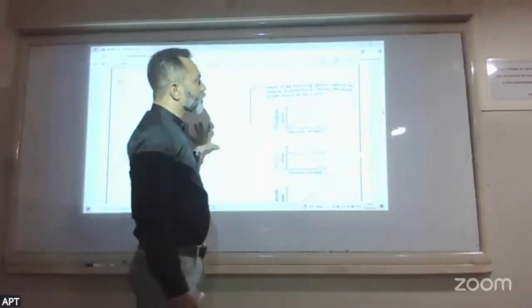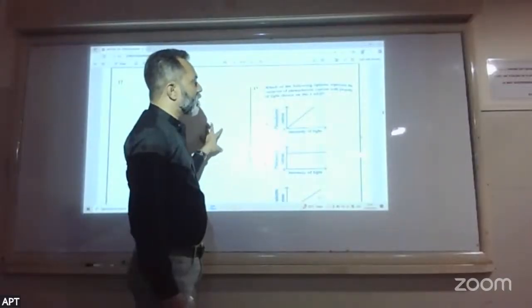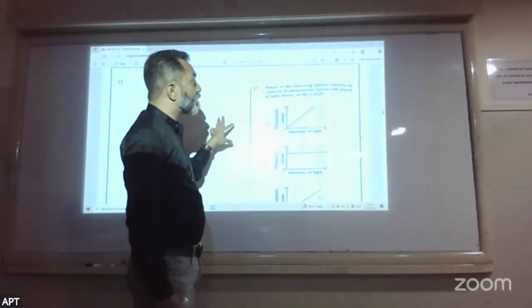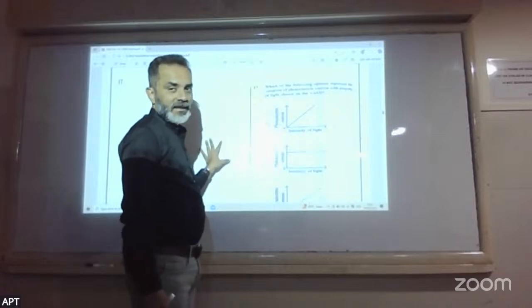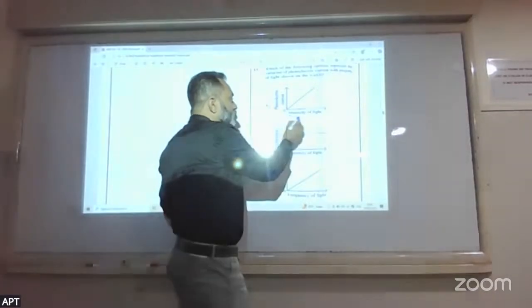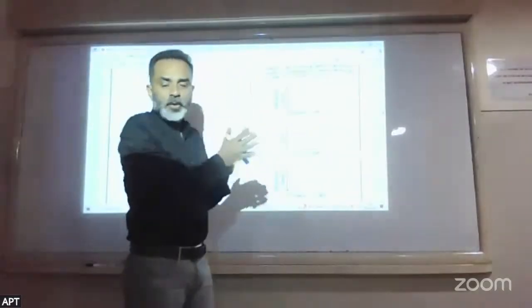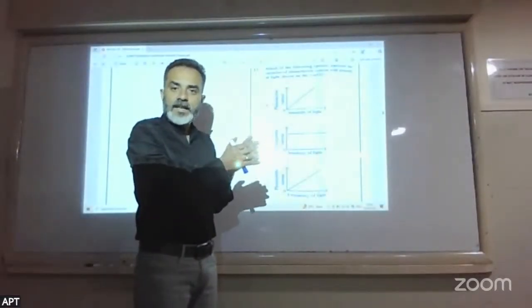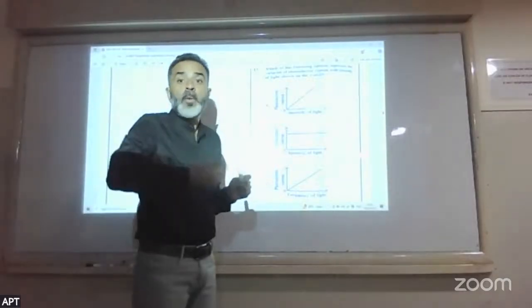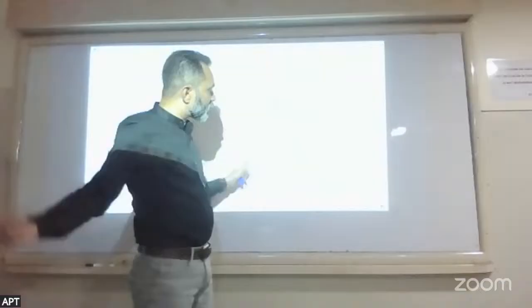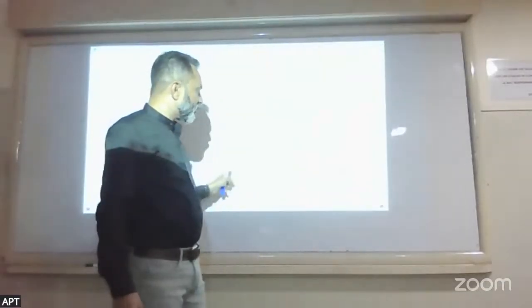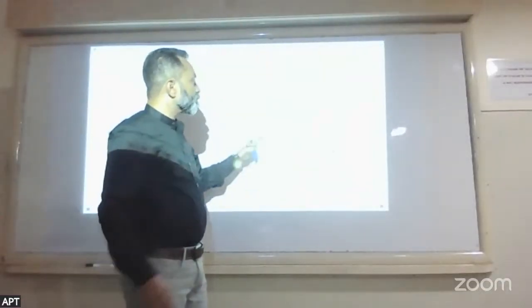Which of the following options represents the variation of photoelectric current with the property of light shown on the x-axis? It is photoelectric current versus intensity. I know the photoelectric current and intensity relation is directly proportional. The more the intensity, the more the number of photons incident on it, and that's why the photoelectric current also increases. So amongst these 4 graphs, there are 2 things.